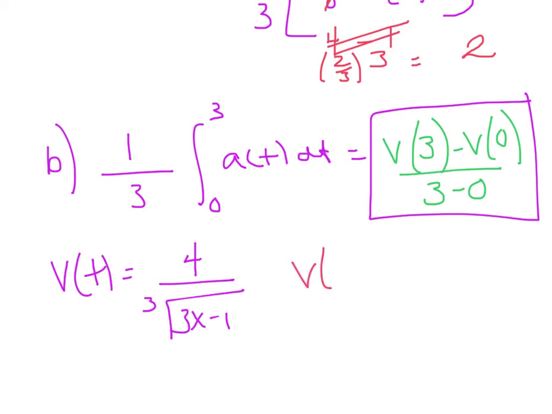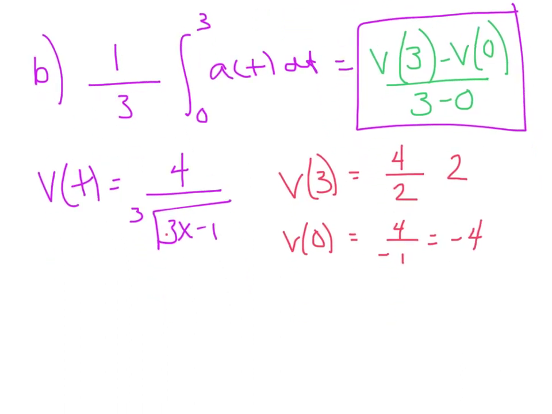So I'm going to go v of 3. If I plug a 3 in, I'm going to get 4 over 3 times 3 is 9 minus 1 is 8, so that's 2. And I know v of 0 is going to get me 4 over, let's see, the cubed root of negative 1 is negative 1. So that's a 2, and that's a negative 4. So if I evaluate that function, I got v of 3, which is 2 minus negative 4, all over 3. So I've got 6 over 3, which is equal to 2.